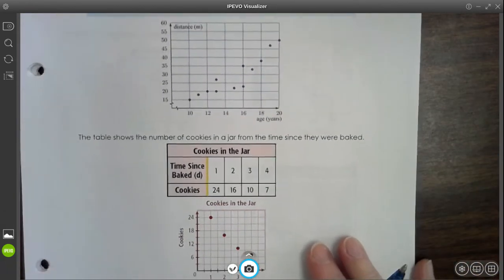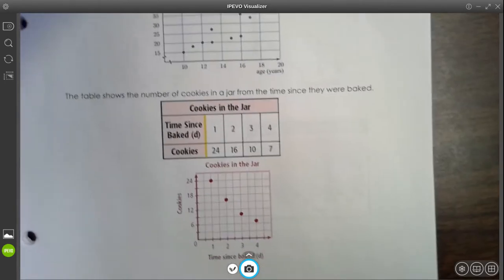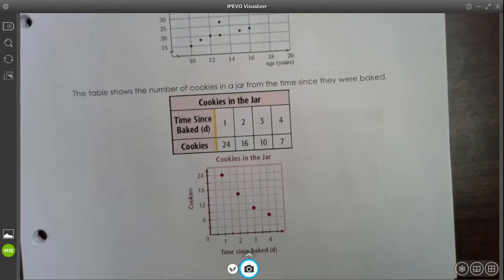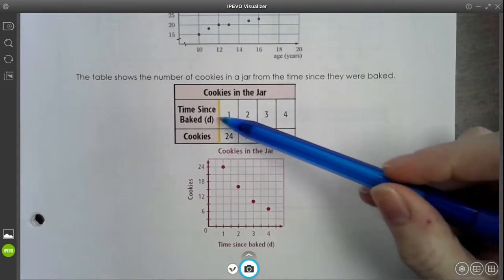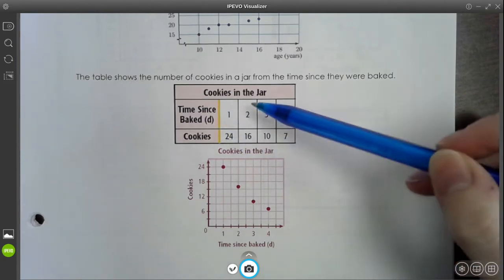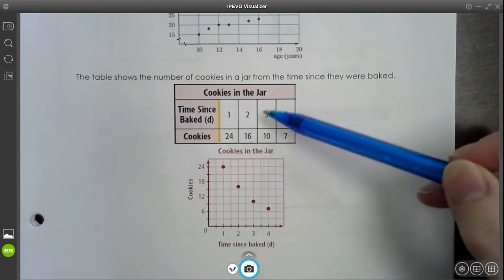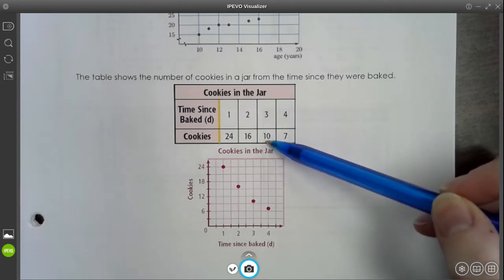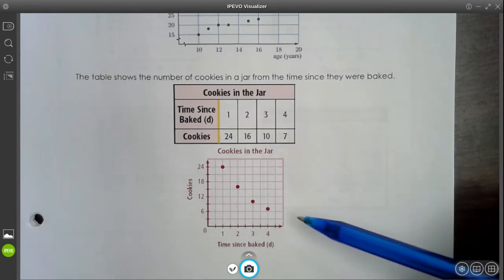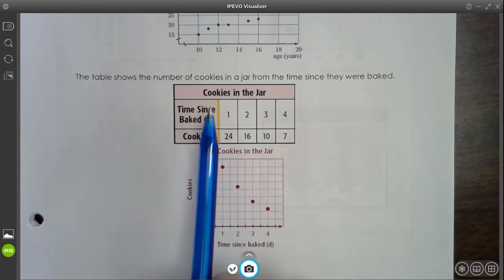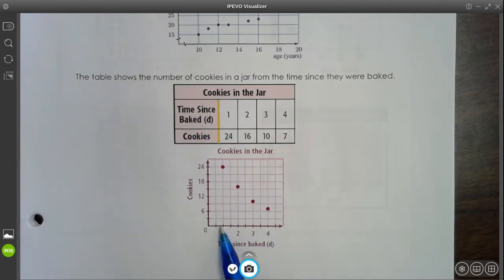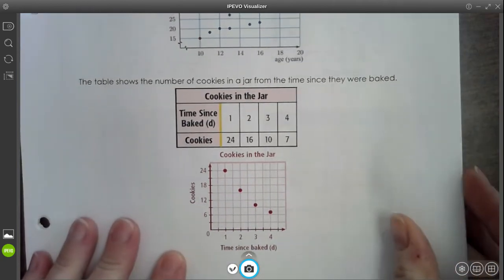Okay, here's another example. It says the table shows the number of cookies in a jar from the time since they were baked. Okay, so 1 day since baking, there were 24 cookies. 2 days since baking, there were 16. 3 days since baking, there were 10, which makes sense. It's going down because the more days go by, the more cookies you're going to be eating. So there's going to be less cookies in the cookie jar. Okay, so again, you're going to notice that all of these points are plotted. 1, 24 is right here. And so on. So that's all there is to a scatter plot.